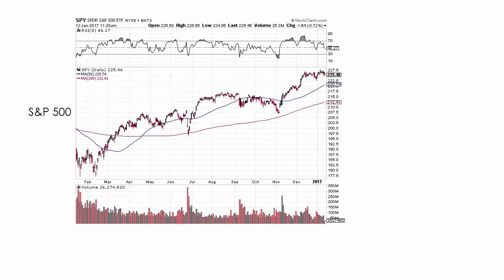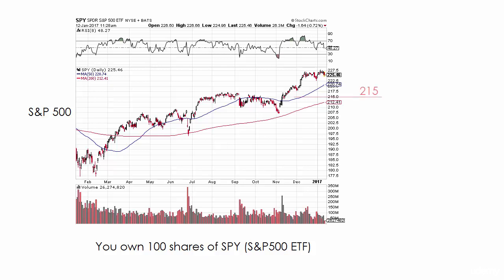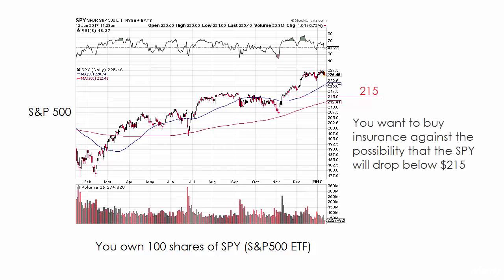Let's suppose you own 100 shares of the SPY, the Spider S&P 500 ETF. And let's say you want to buy insurance against a market crash. This is easy to do in the options market. All you have to do is pick the price where you want your insurance to pay off and figure out how long you need insurance for. Let's say you want to buy insurance against the possibility that the SPY will drop below the 215 level, and you want insurance for the next 2 months.